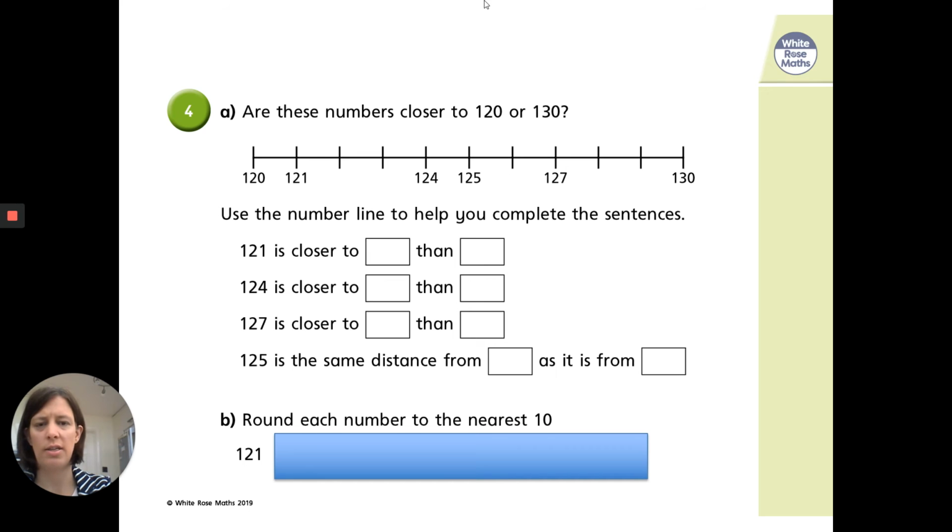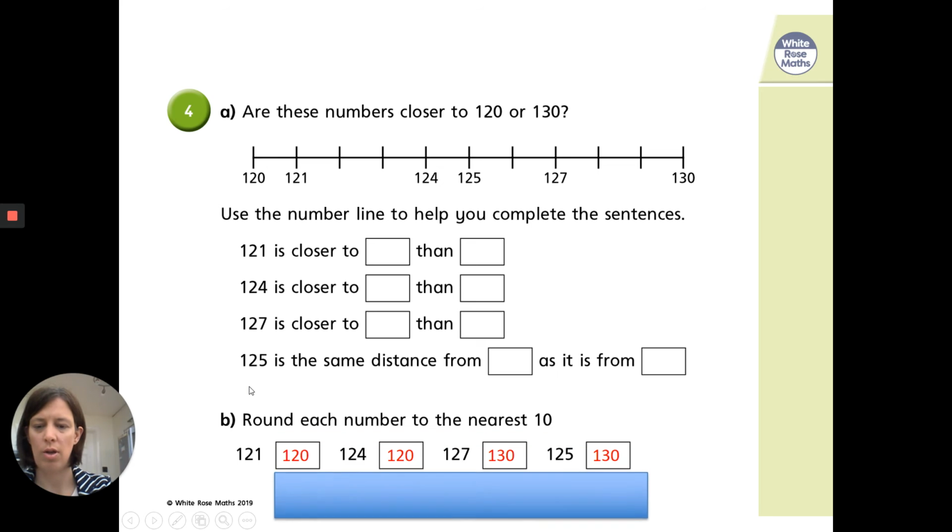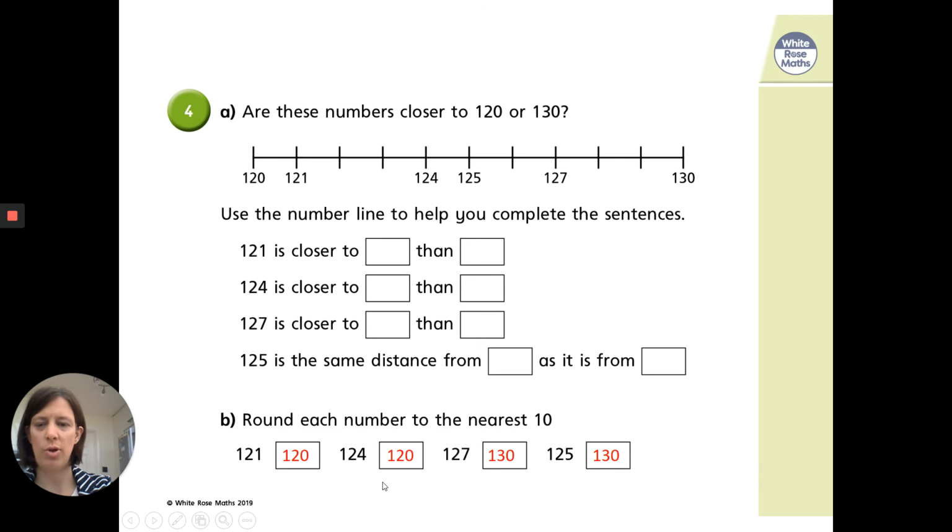So like I've just said, remember you have to look at the ones digit, and if it's 5, 6, 7, 8 or 9 in the ones digit, we'd round that one up. So if we rounded those numbers now, each to the nearest 10, 121 would round to 120, 124 would round down to 120, 127 would round up to 130 because it's got 7 in the ones, and 125 would round up to 130 because it's got 5 in the ones.